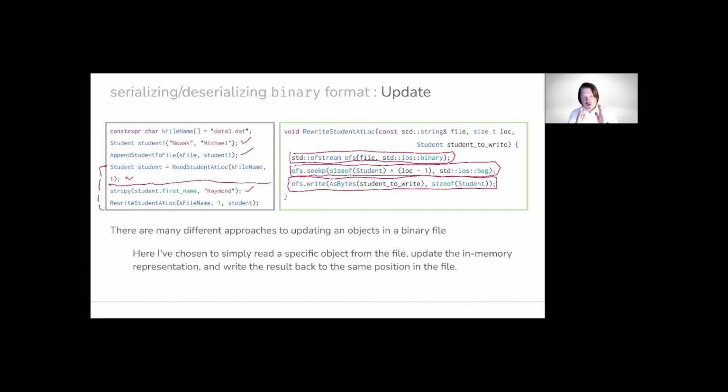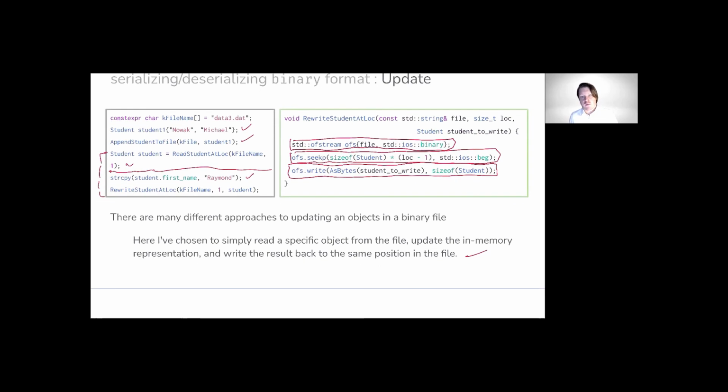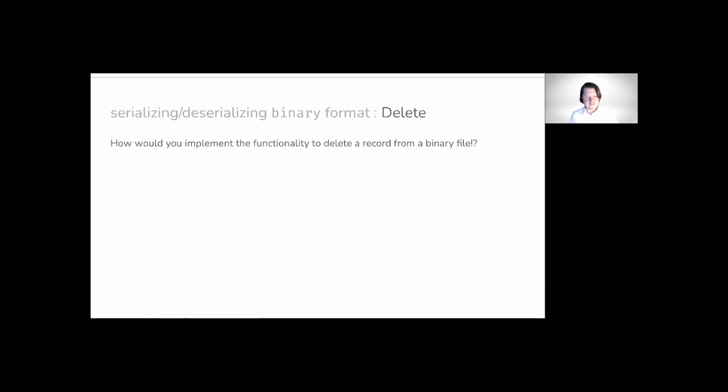But I think it's easier to just look at these functions one by one without the overhead of having to remember, okay, we're dealing with a class, well, what's the class doing, etc. So again, here I've chosen to simply read a specified object from a file, we get it into memory, we update it, and then we write the result back to the same position in the file. And just to say that's what I'm doing here, but you could have theoretically written that student object back to any valid location within the file using my rewrite student at location function.